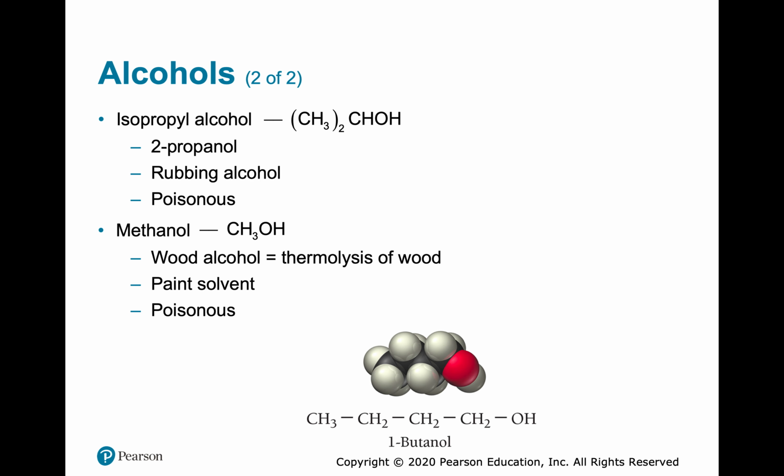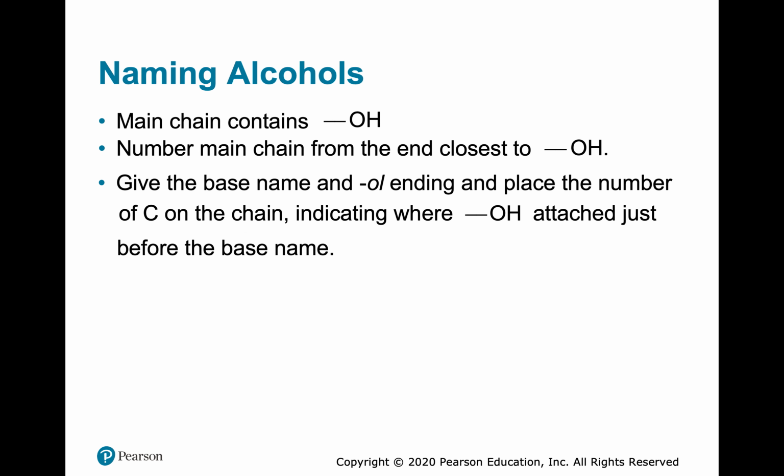Methanol is wood alcohol. You can make it by pyrolysis of wood. It produces methanol, but also other things as well. And yeah, methanol is very, very toxic. Okay, but two other common types of alcohols. And how do you name them? The main chain contains the OH, numbered from the end closest to the OH, and you give the -ol at the end.